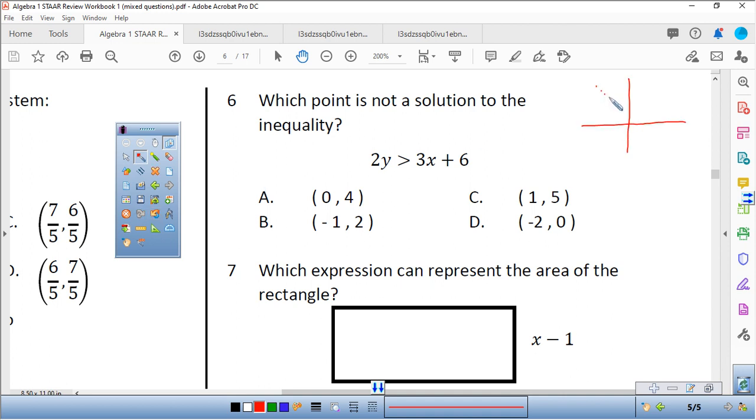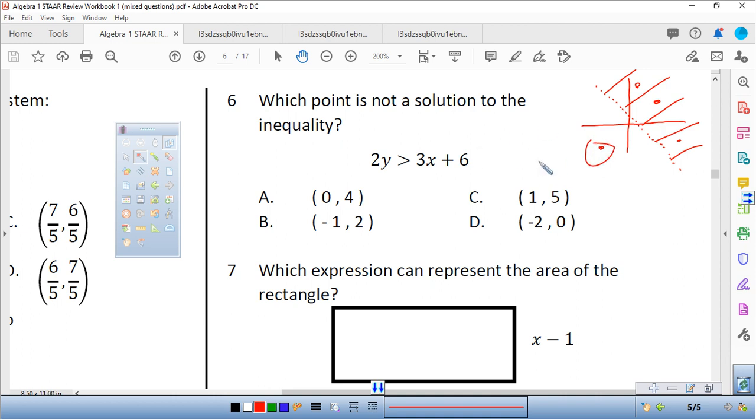So you have a line coming through here that's dotted. It's a boundary. It's not included. The reason it's not included is because there's no equal sign, and it's the shade above. So this is what's happening here. Not a solution. They're going to give you 3 points that are on the solution side and one that's not. They're looking for this one, okay?